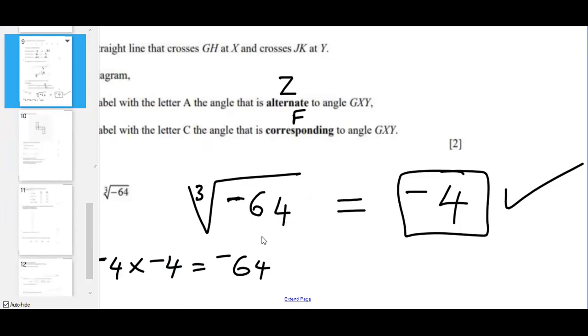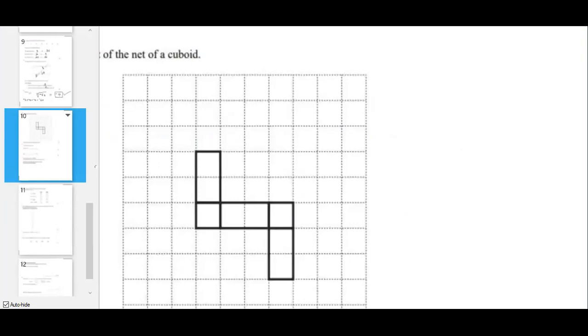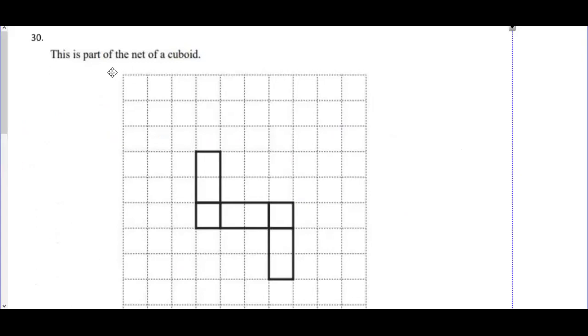Okay. The next part is this question here. This is part of the net of a cuboid. A cuboid basically has 6 faces. So if this is a net of a cuboid, we expect to have 6 faces. So we have this face here, and you have this face there. So we have a total of 1, 2, 3, 4, 5 faces. So the 6th face is missing there.